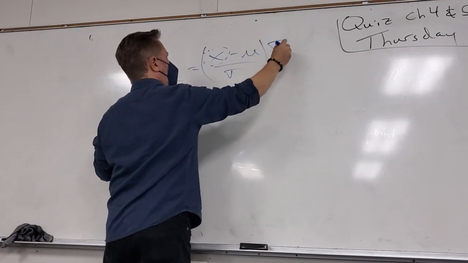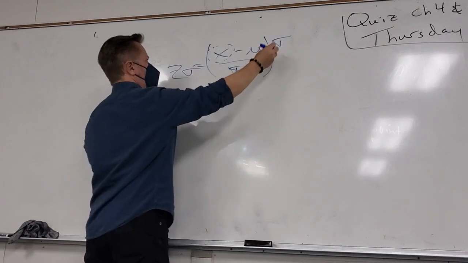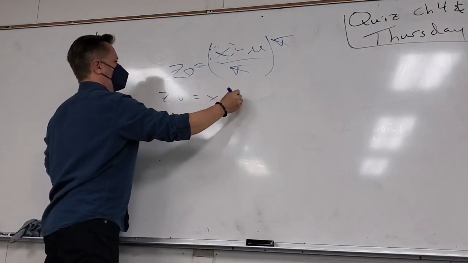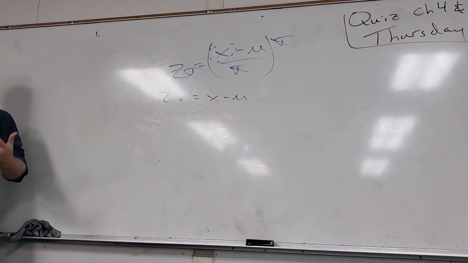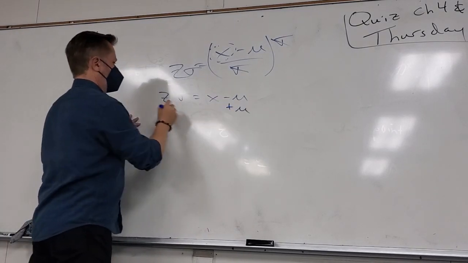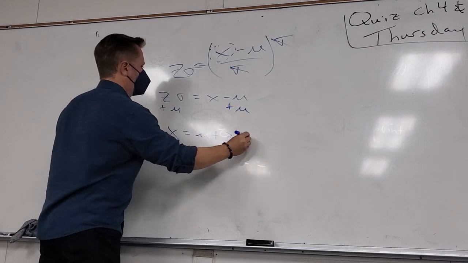If I follow his advice, I'm going to multiply by sigma. That immediately makes the formula a lot nicer. And then what's the last thing I have to do to solve for x? Add the mu, right? So I get x is mu plus z sigma.